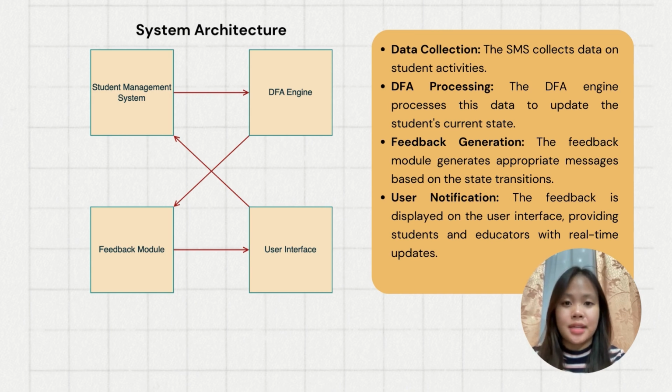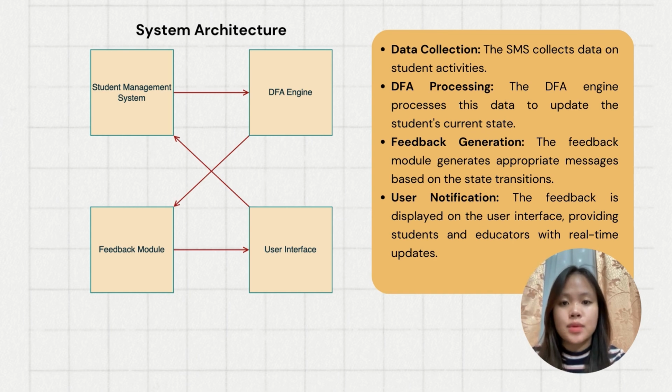Here is the system architecture. It consists of the Student Management System, SMS, which is a platform where student activities, assignments, and class attendance are logged. Next is the DFA engine, the core component that processes students' activity data, updates states, and triggers feedback. Third is the feedback module, which generates and sends feedback based on the current state and transitions. Lastly is the user interface for students and educators to view progress and feedback.